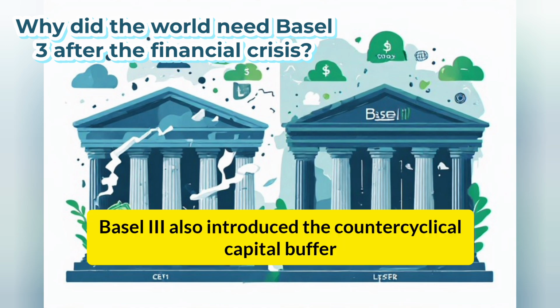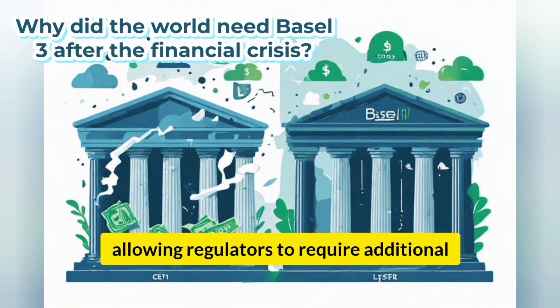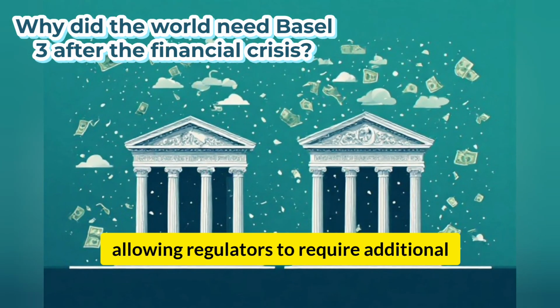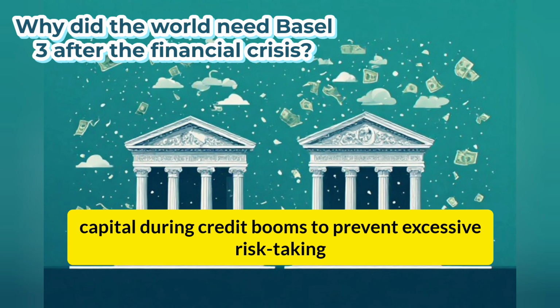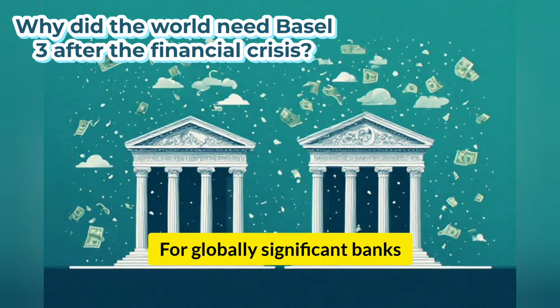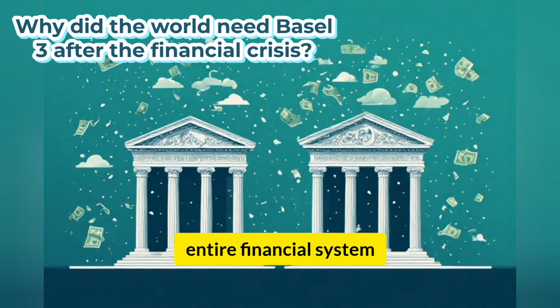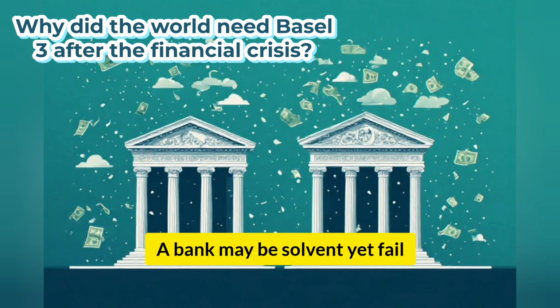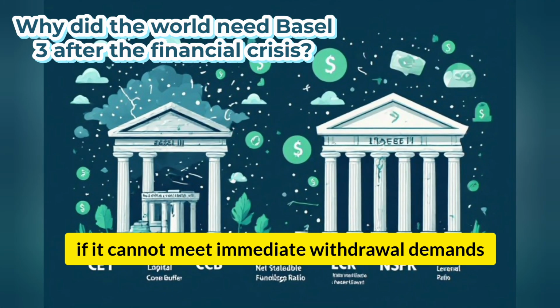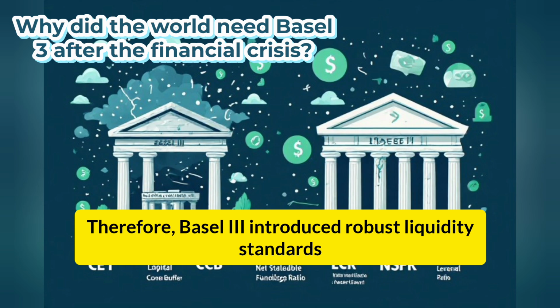Basel III also introduced the counter-cyclical capital buffer, allowing regulators to require additional capital during credit booms to prevent excessive risk-taking. For globally significant banks, additional capital surcharges may apply because their failure could threaten the entire financial system. A bank may be solvent yet fail if it cannot meet immediate withdrawal demands. Therefore, Basel III introduced robust liquidity standards.